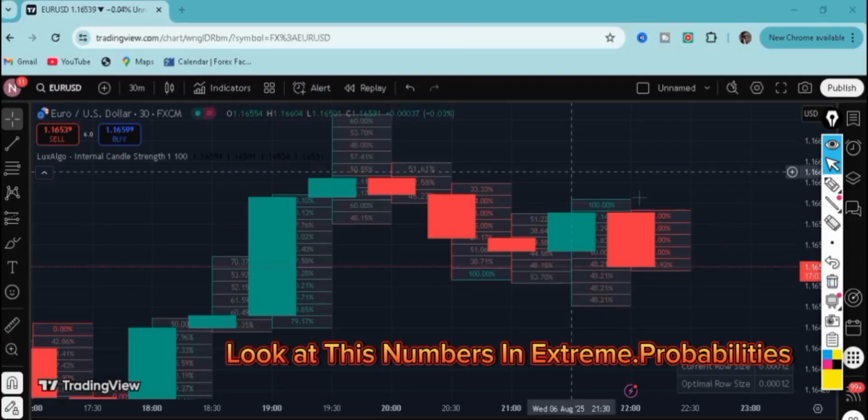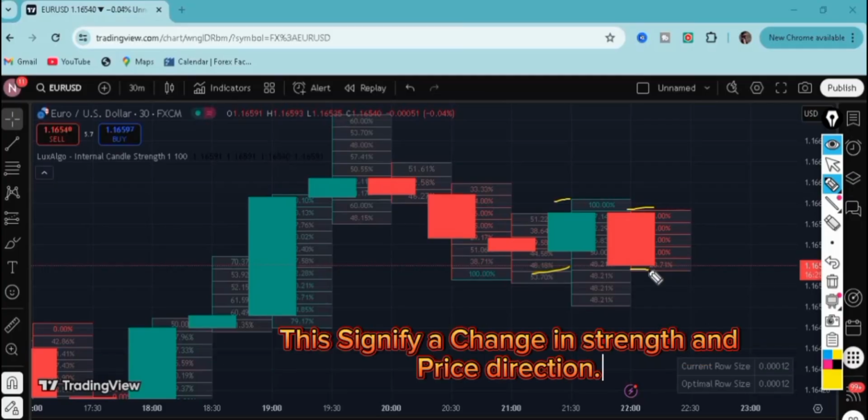The higher can really mean this level right here, or this one right here, or this one, or that one, or this one right here. So guys, it shows us the extreme probabilities. Those are the extreme levels where you're supposed to look at these numbers. Okay, and so guys, as you look at these numbers, you're supposed to know this signifies a change in strength and price direction.